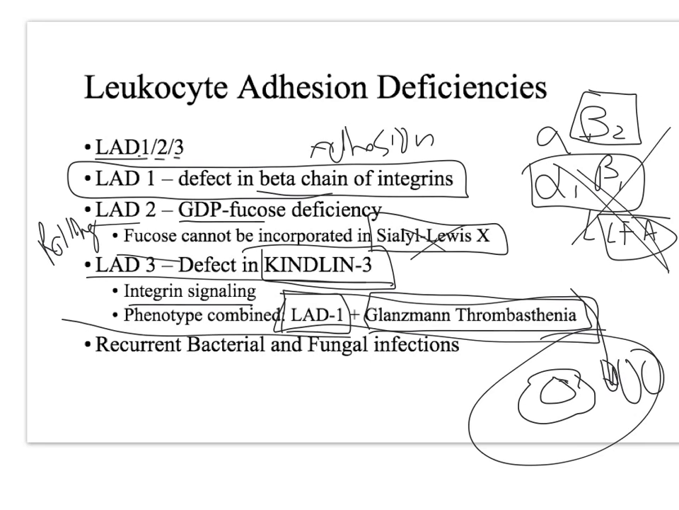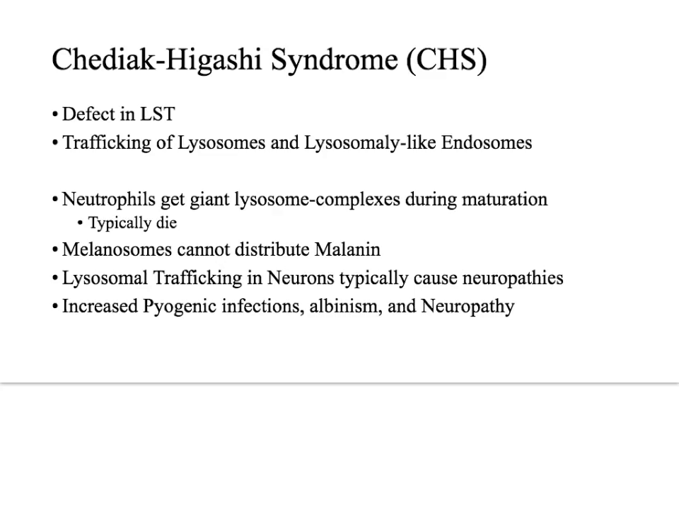The main thing that you're going to get with all of these is recurrent bacterial and fungal infections, usually around the skin. Okay, the next immunodeficiency is Chediak-Higashi syndrome, and this is a defect in the LYST protein. LYST stands for some lysosomal protein. Basically, it's lysosomal trafficking. So lysosomes have to be moved around in the cell. They have to be fused with other endosomal membrane-bound things, and so whenever you can't do that, you can't kill stuff.